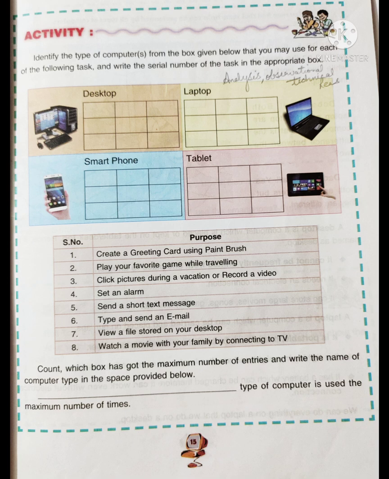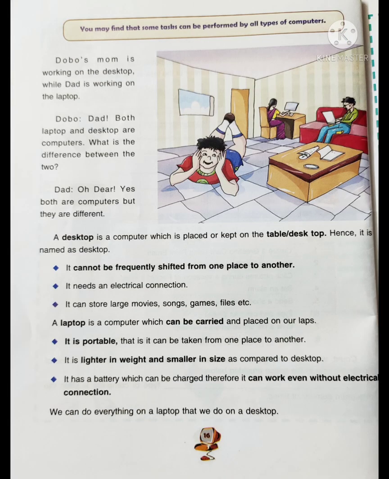On the next page, page number 16, let's continue reading. You may find that some tasks can be performed by all types of computers. Dobo's mom is working on the desktop while dad is working on the laptop. Dobo: Dad, both laptop and desktop are computers. What is the difference between the two? Dad: Oh dear, yes, both are computers, but they are different.